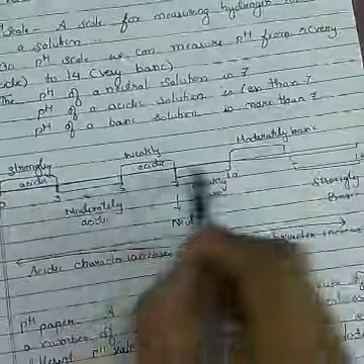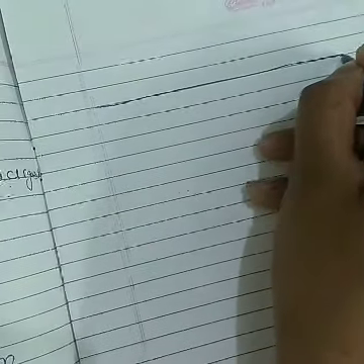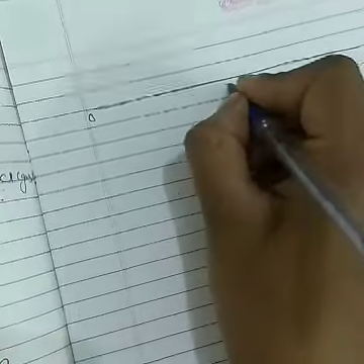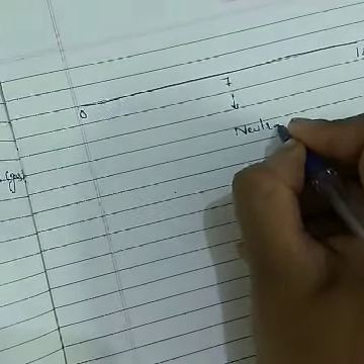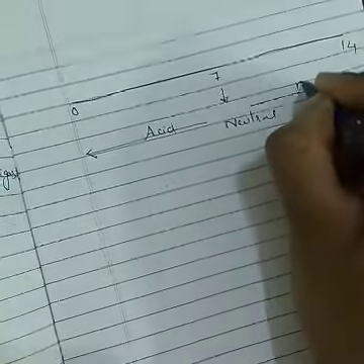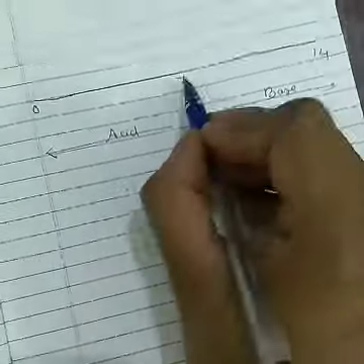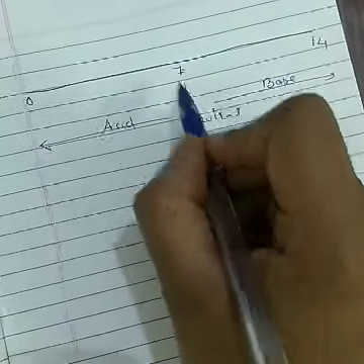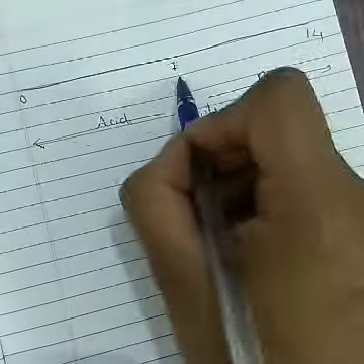See here, I have drawn a pH scale. If I draw on a page, 0, 7, 14. 7 is for neutral, less than 7 shows the acid, and greater than 7 shows the base. So the pH scale ranges from 0 to 14. 7 is for neutral substances, less than 7 indicates the solutions are acid, and greater than 7 indicates the solutions are base.